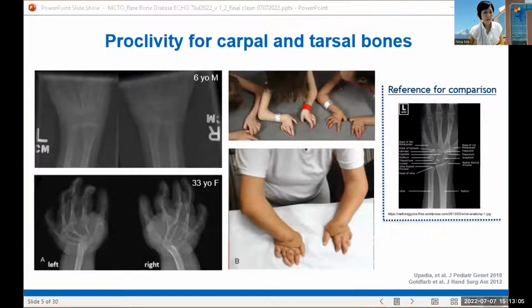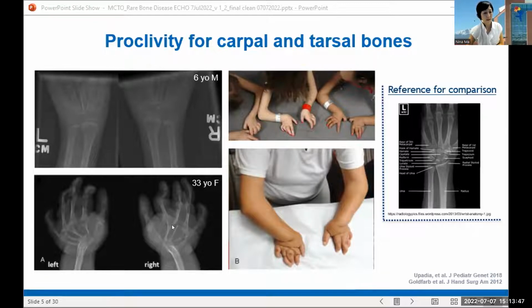So in MCTO, there is a proclivity for the carpal and tarsal bones, as the name of the condition implies. The x-rays on the left-hand side of the slide are that of a son and mother pair. The 6-year-old son was initially diagnosed with JIA and only later diagnosed with MCTO after presenting to a geneticist with joint deformities and also facial dysmorphisms. His mother, by age 33 years old, had a long-standing history of joint symptoms as well as joint deformities, and she was diagnosed with erosive arthritis in her youth.